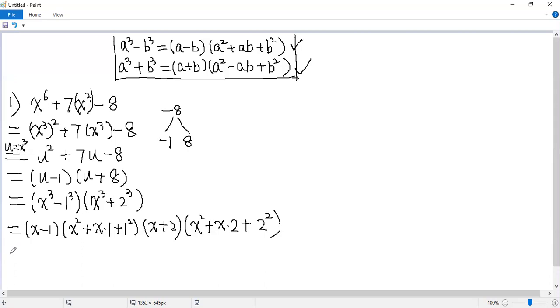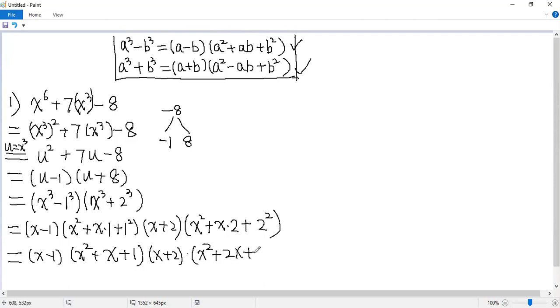Clean up, we can get the final answer: (x minus 1)(x squared plus x plus 1)(x plus 2)(x squared plus 2x plus 4). Now let's look at next example. Let's factor x to the 4th plus 4.